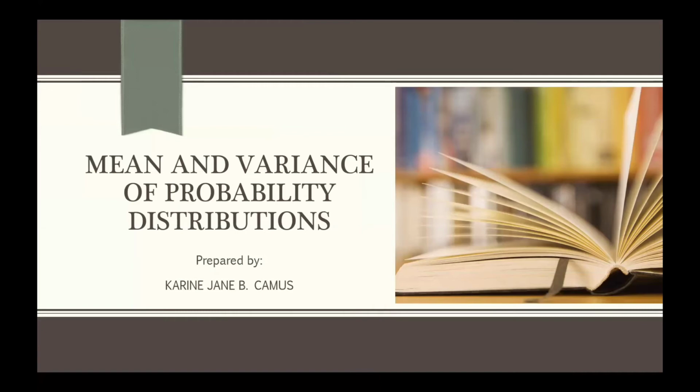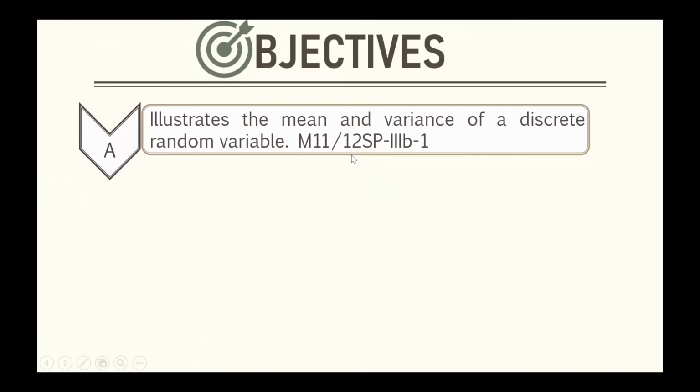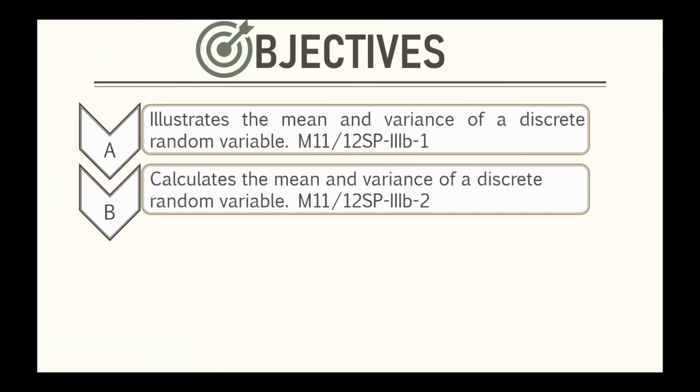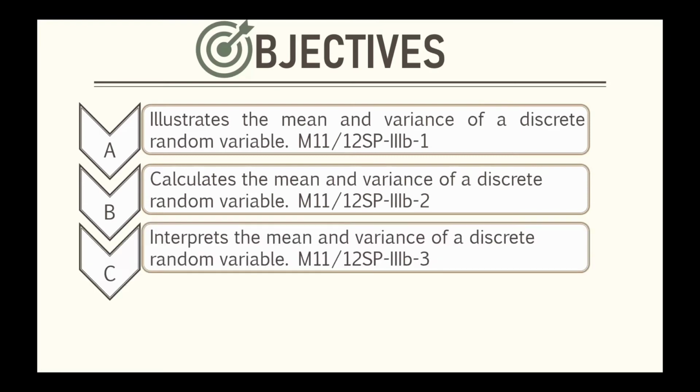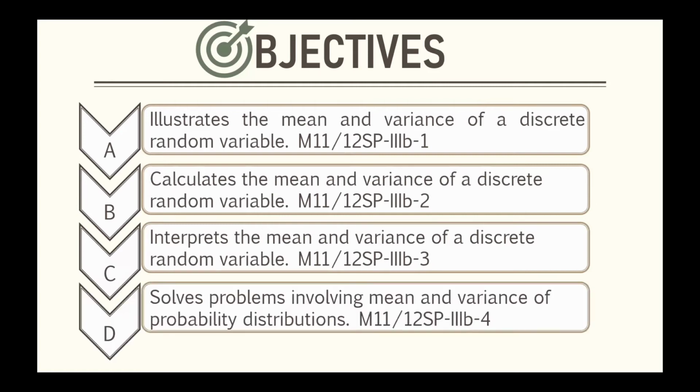Our lesson today is about mean and variance of probability distributions. For our objectives, number one, illustrates the mean and variance of a discrete random variable. Number two, calculates the mean and variance of a discrete random variable. Number three, interprets the mean and variance of a discrete random variable. And number four, solves problems involving mean and variance of probability distributions.